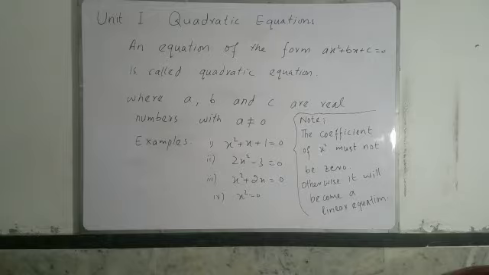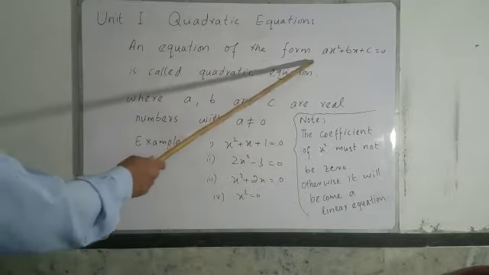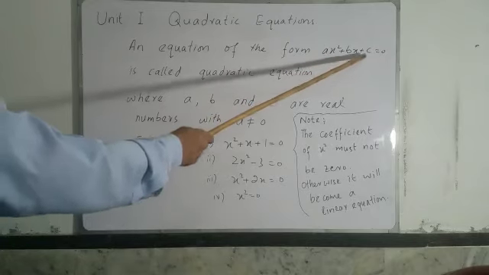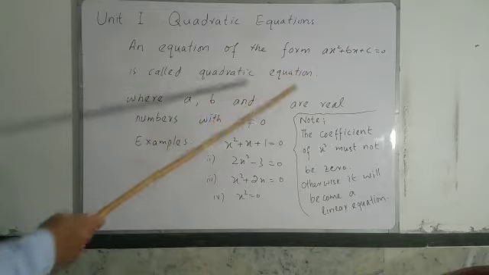The first unit is about quadratic equations. What is a quadratic equation? So we can define it that an equation of the form ax square plus bx plus c equals to 0 is called quadratic equation.